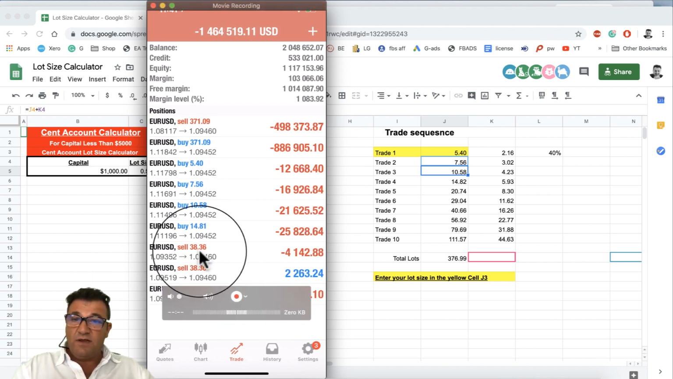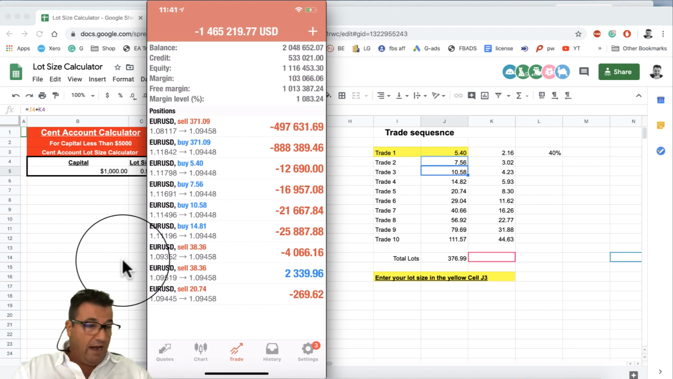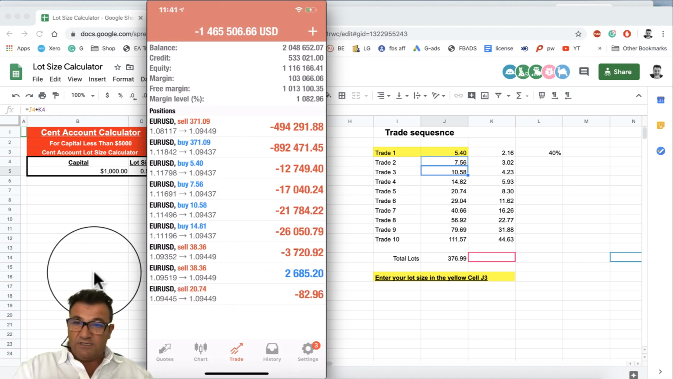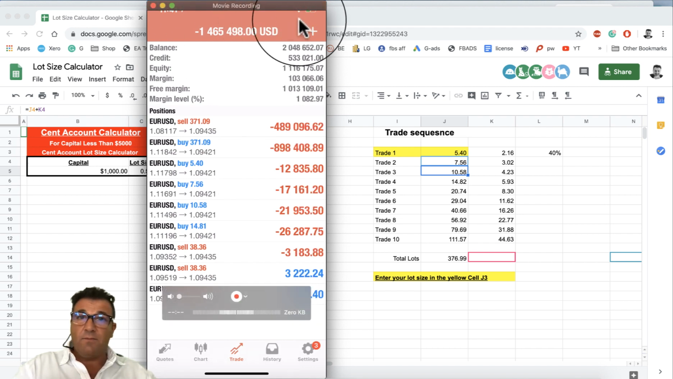I opened the 38.36 twice in error, so I should actually close one out because I'm over leveraged a bit, but I'm okay with that. I'm just going to leave that open. So to open a trade, you can click on the plus sign.